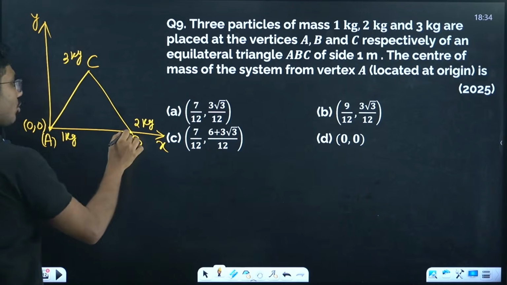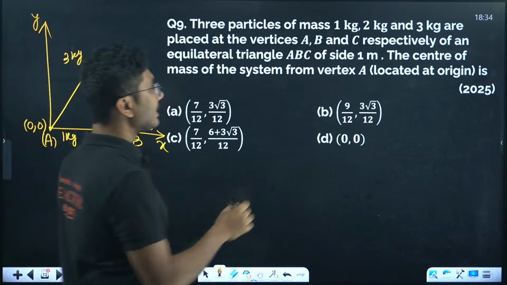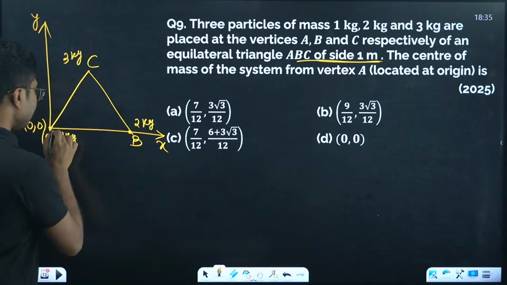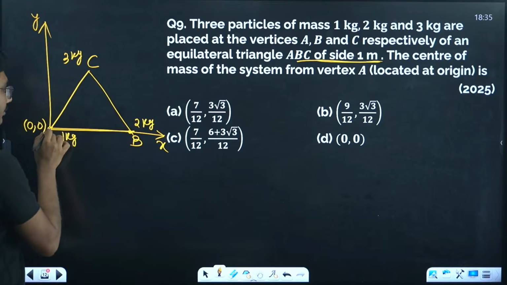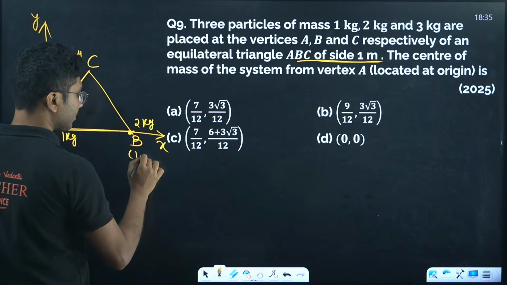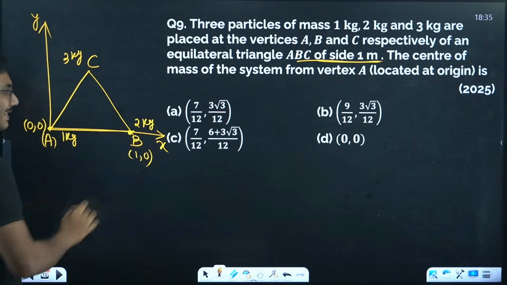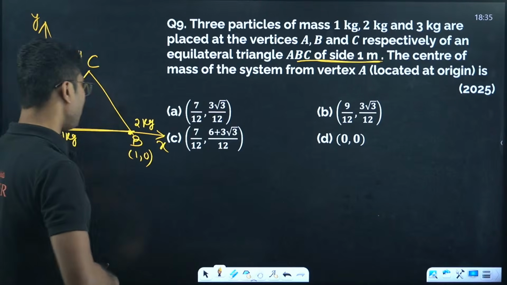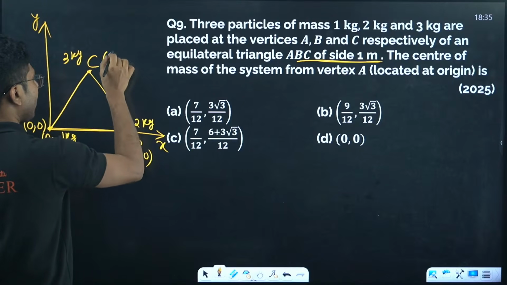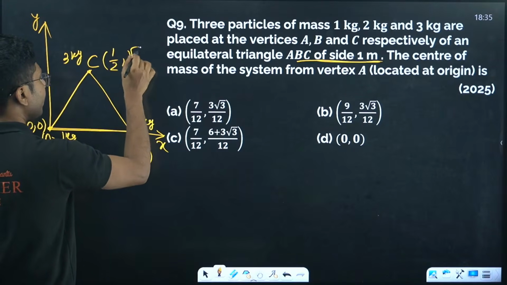Now you need to know the coordinates of this problem. For that, it is given that the side of the triangle is 1 meter. So this distance is 1 meter. So this is 0, 0. So what will be this point? This point will be 1, 0, because obviously it is along the x-axis. Okay, so it will be 1, 0. What about the point C? Point C will have a point of half and √3/2.